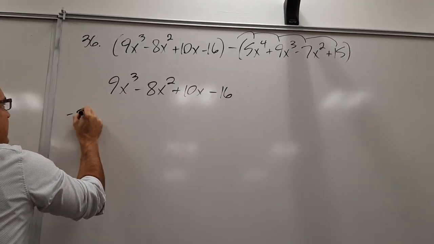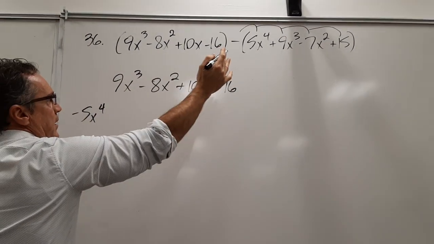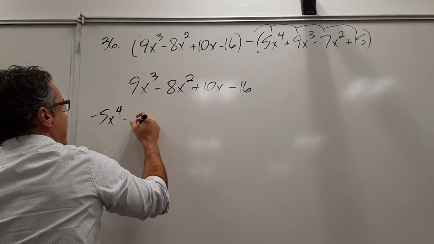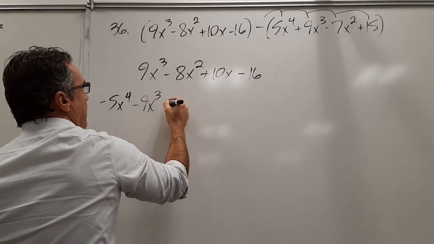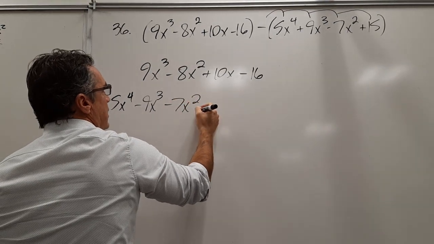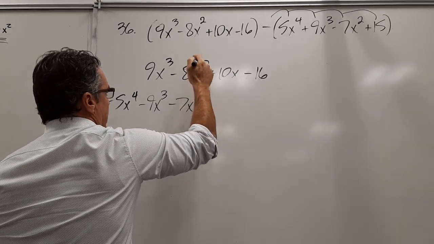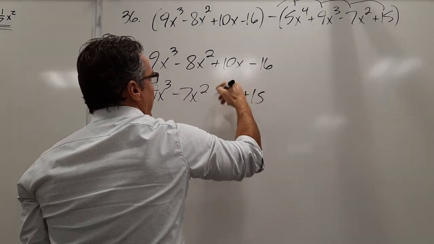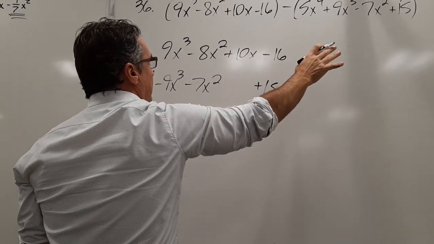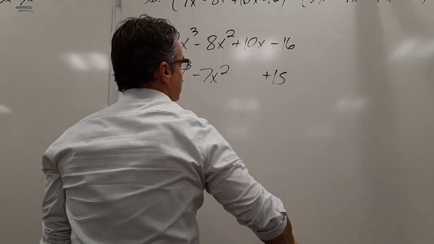I have negative 5x to the fourth from that up there. I have negative 9x to the third. That's kind of nice. Those are going to cancel. I have minus 7x squared. The thing you got to be careful of is you just got to make sure you're lining up like terms with like terms. And I have plus 15. There's no x term on that one. But guess what? I have not changed the signs of these last two.